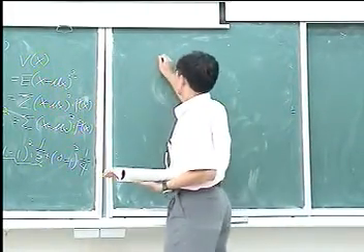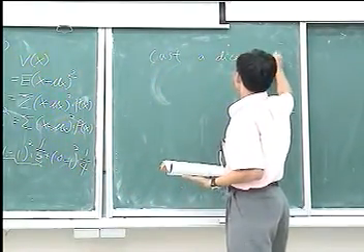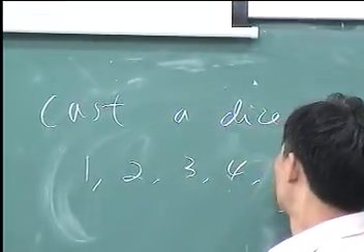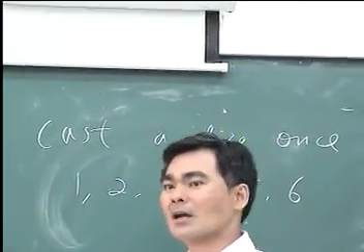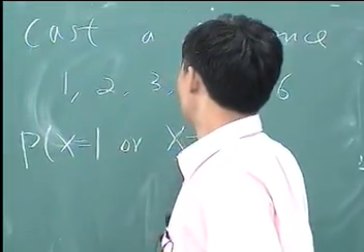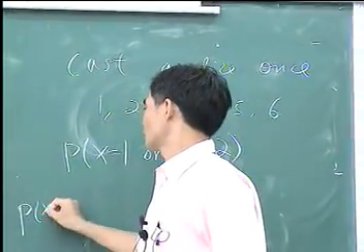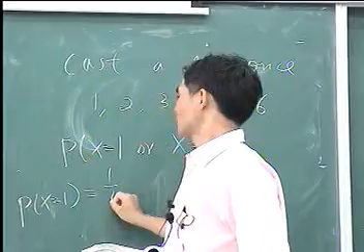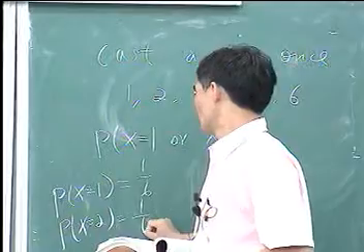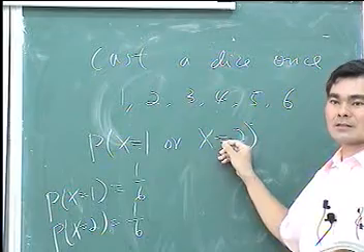So, cast a die once. We have 6 possibilities: 1, 2, 3, 4, 5, 6. Now I say I'm interested in P(X=1) or P(X=2). P(X=1) is very simple, just 1/6. The same for P(X=2), which is also 1/6. And these two have no intersection, right?